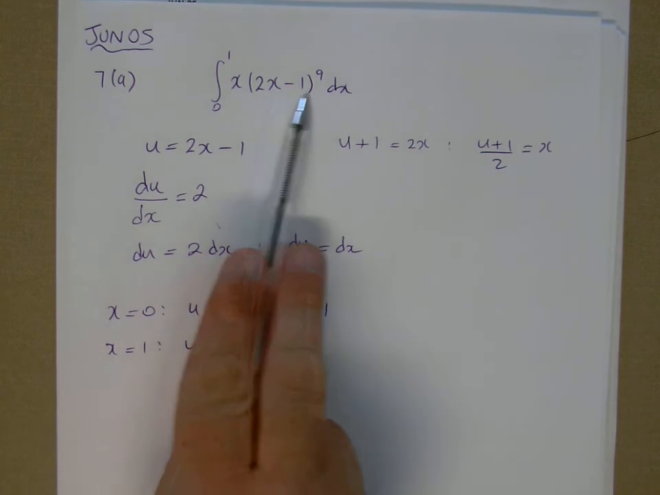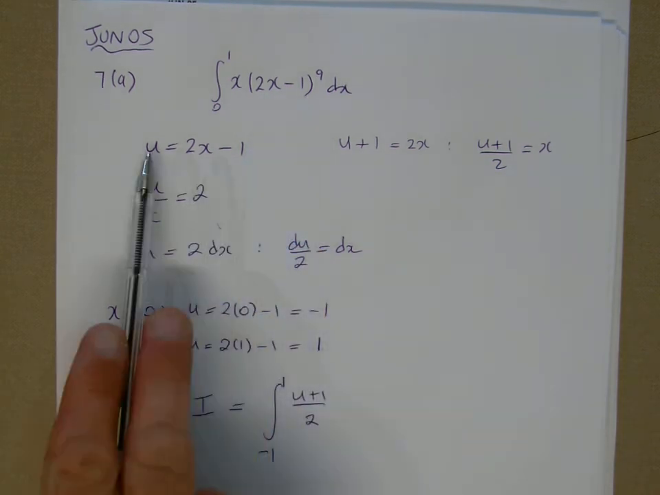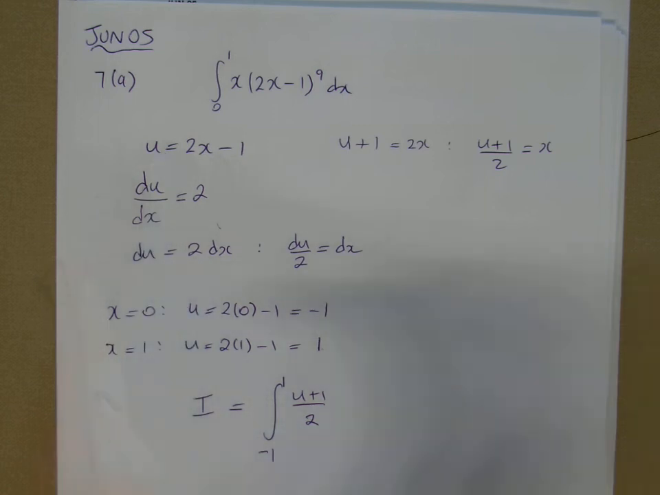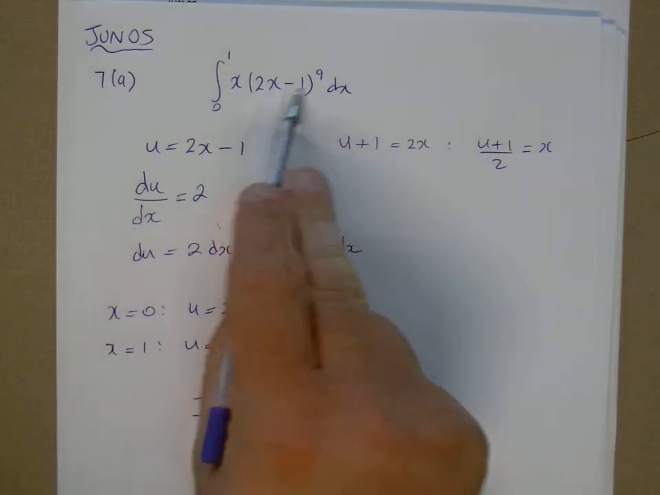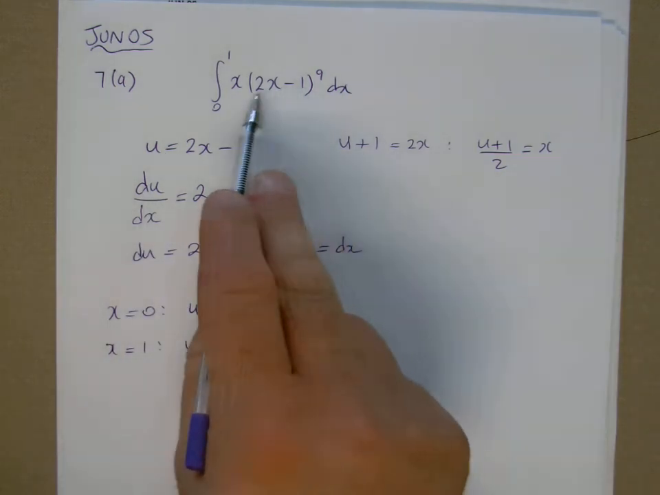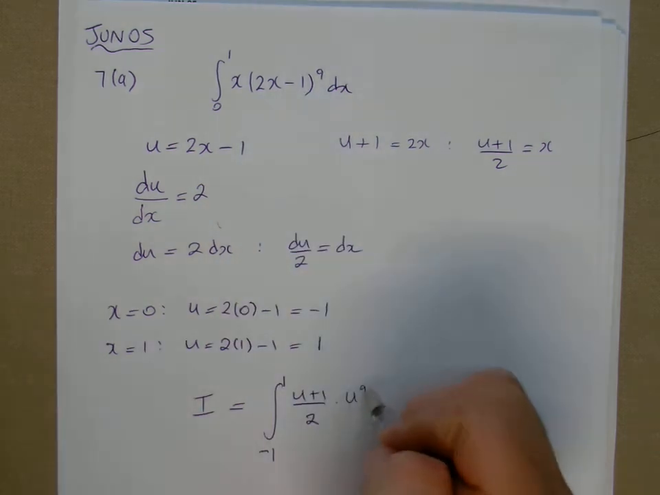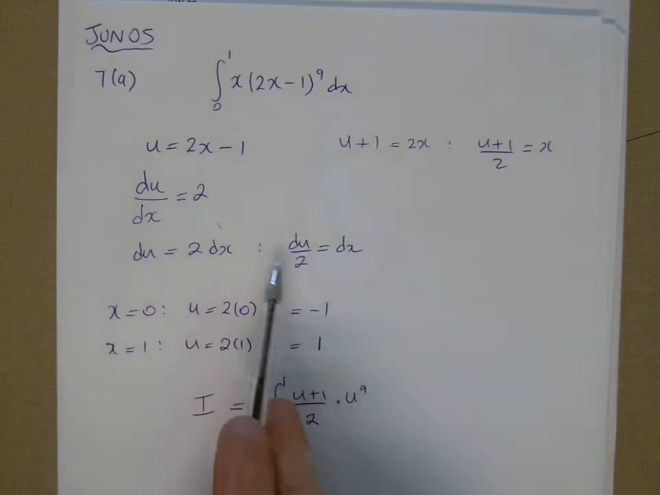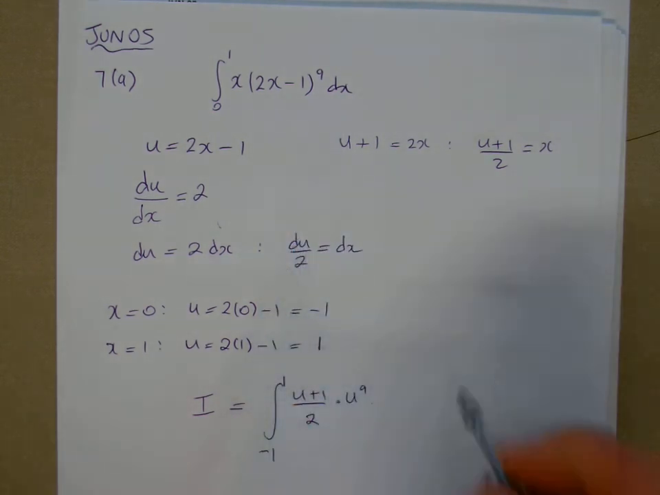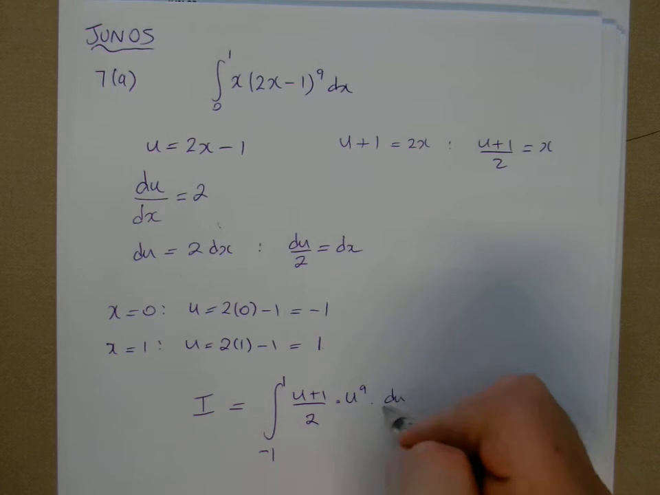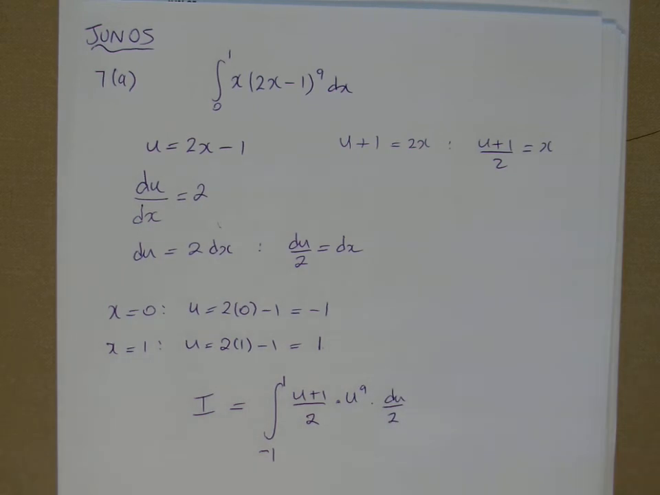The bracket, 2x minus 1, well, 2x minus 1 is u, isn't it? So I can just write that as u. So the bracket is just u, basically. I don't need a bracket then, because it's just u, and of course the power 9. And then, don't forget, the dx gets replaced by du over 2. Okay, du over 2. So I've got that.